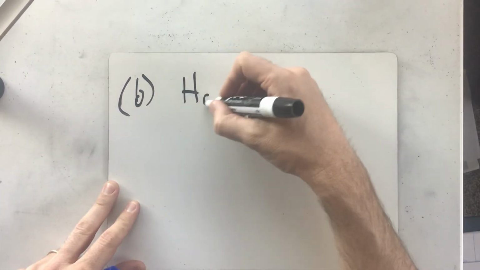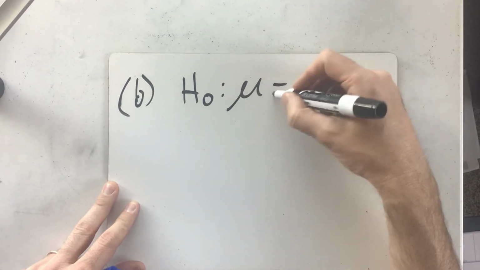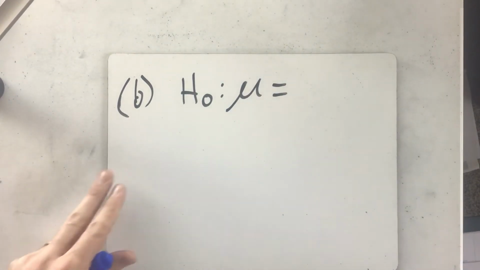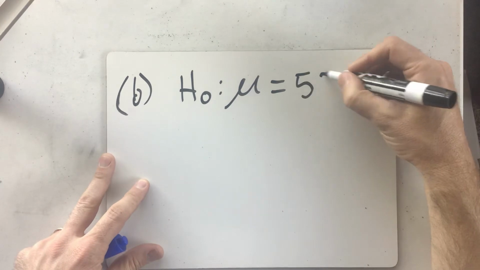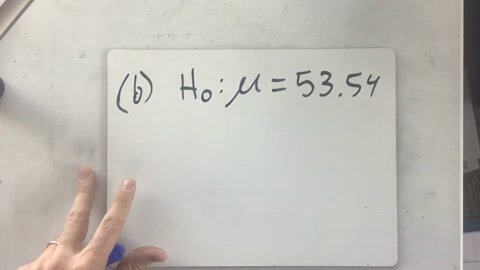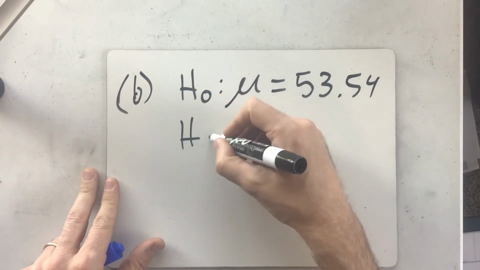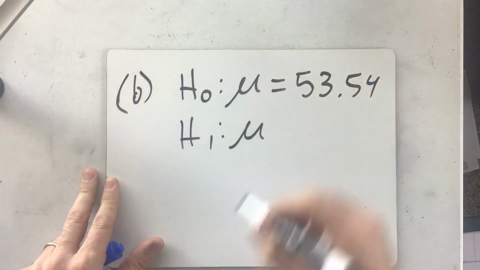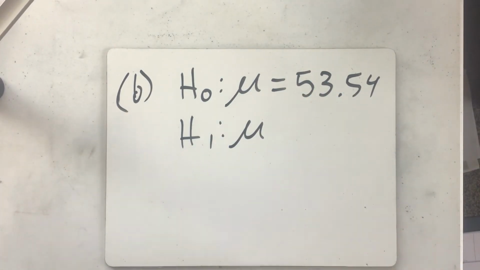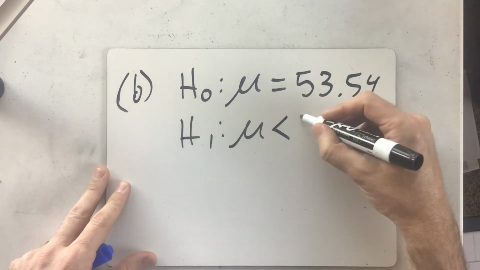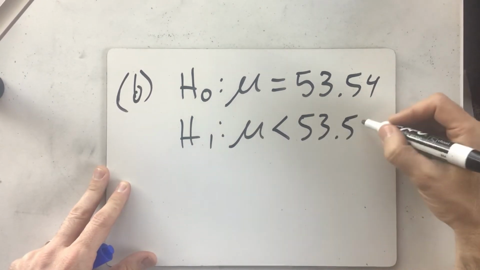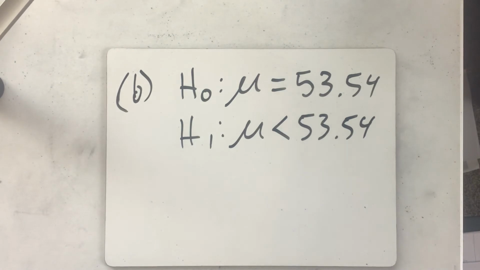Okay, a track star averages 53.54 seconds. She tries a new off-season training regimen and wants to determine if her average time got faster than her previous time. So our null hypothesis is that the training regimen did nothing. If the training regimen did nothing, then her average is still going to be 53.54. However, if her training regimen worked, what would we expect? We'd expect her to get faster, and in time, faster means that it's less than, because if she's faster, then less than 53.54 is what she got.